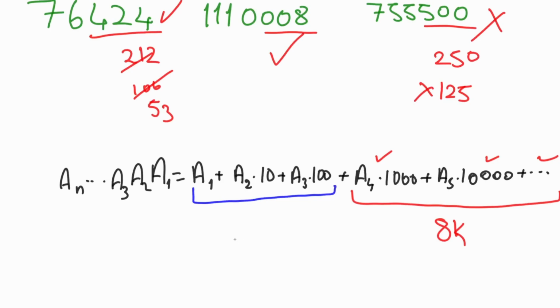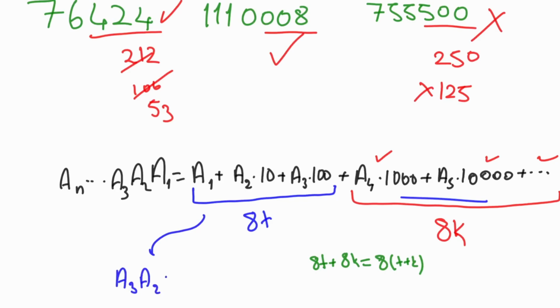So let's say that this part is also divisible by 8. It would mean that the sum would also be divisible by 8, which means that we only need to look at the last 3 digits. We know that this part is certainly divisible by 8. So therefore, A1 plus A2 times 10 plus A3 times 100, which also means A3, A2, and A1, if this part is a multiple of 8, then the whole number is a multiple of 8.